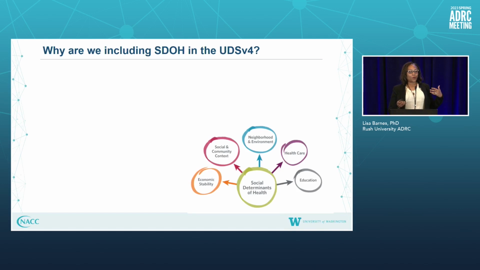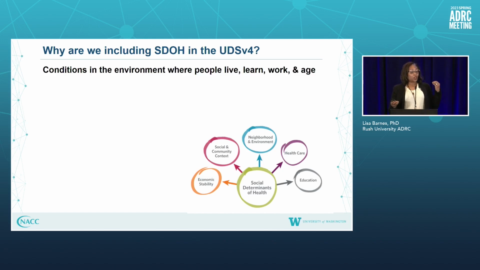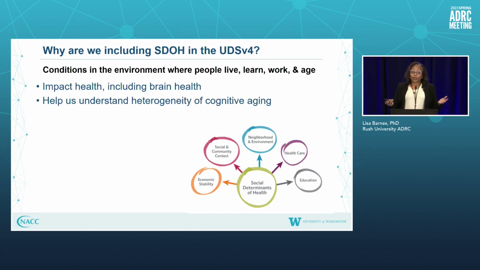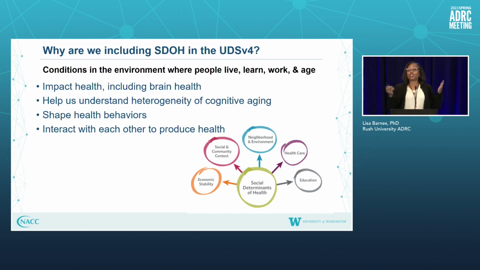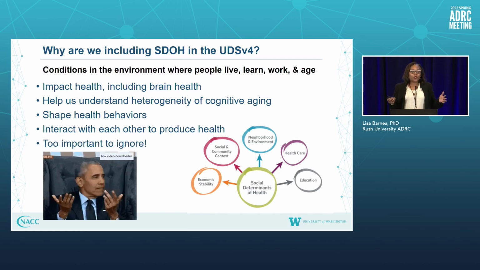So why are we including social determinants in the UDS-4? I have talked about it at least 4 times since the beginning of COVID, but for those of you who don't remember, social determinants are conditions in the environment where people live, learn, work, and age. We know that they impact health, including brain health. It will help us understand heterogeneity of cognitive aging. We know that social determinants shape health behaviors and they interact with each other to produce health. Really, they're just too important to ignore. I hope that's really, really clear by now.